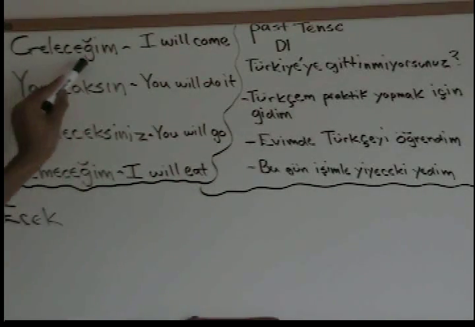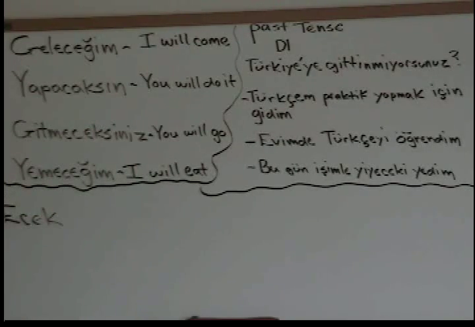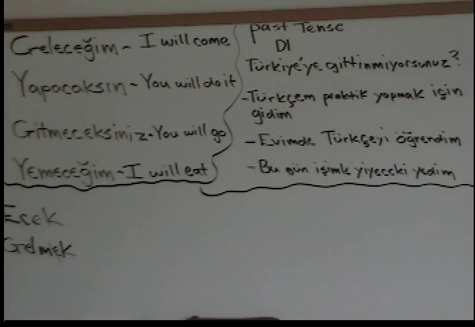Example: geleceğim, I will come. Geleceğim, I will come. From gelmek, to come, right? Gelmek. So we drop off the -mek, just like the -ebil we did before, and add -ecek. But here it will be geleceğim because there's an I following that. All right. So I will come.